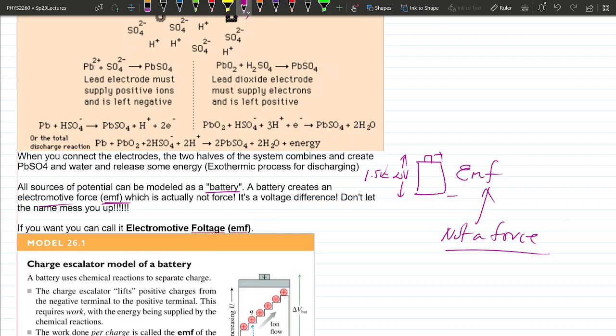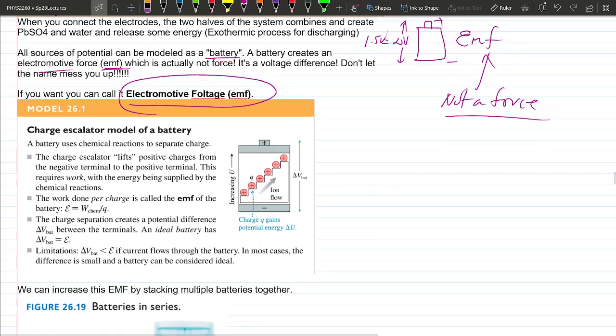So what I usually call it is the electromotive voltage instead, okay, instead of force. No one else uses that, so don't use that outside this class. But the electromotive force is a voltage, not a force. So it's important to note that.